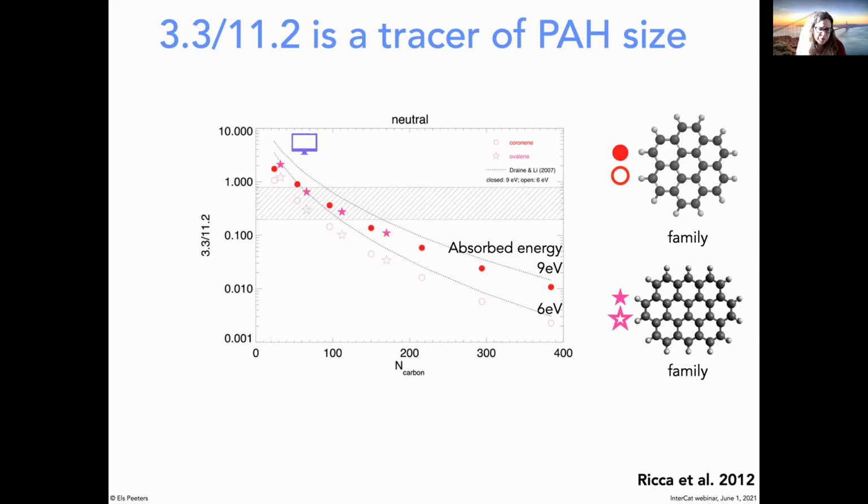And so you can do the same calculations based on theoretical spectra and calculate what the 3.3 over 11.2 is for a given photon energy that is absorbed. And you can see here that you see a very nice relationship between this ratio of these two bands and the size, the number of carbon atoms. And so 3.3 over 11.2 is a good tracer of PAH size. However, as I mentioned, the 3.3 was not available with Spitzer data. And so this was a major drawback if you're working with Spitzer data.